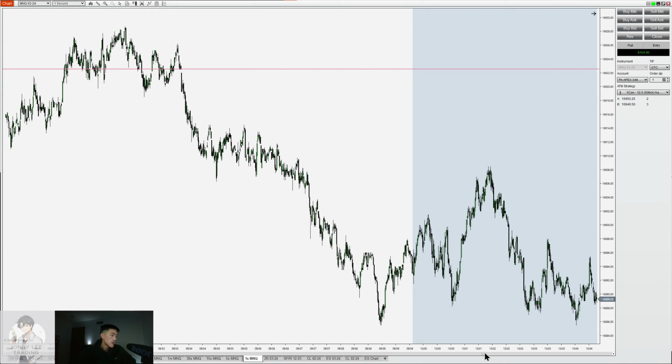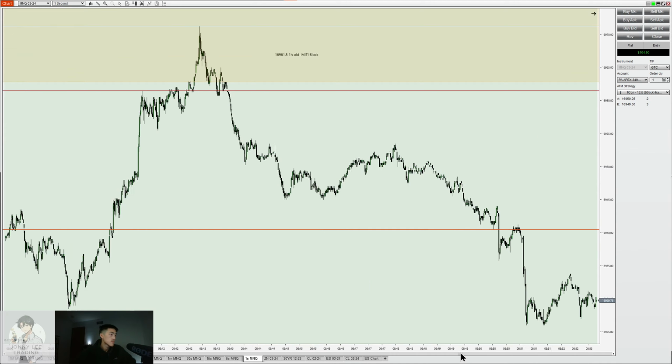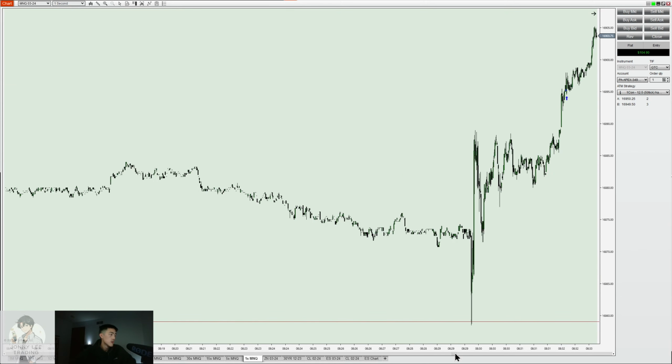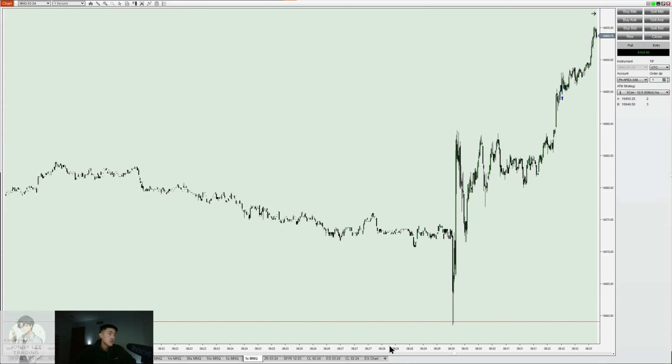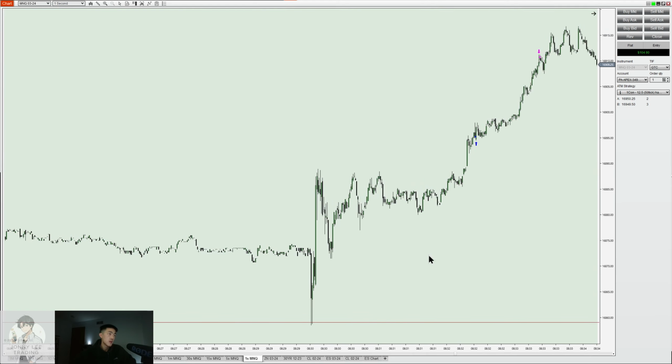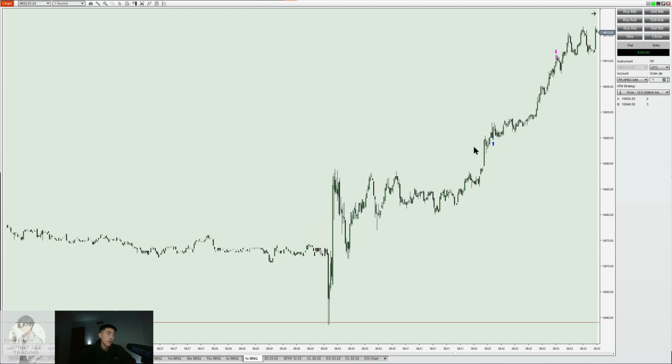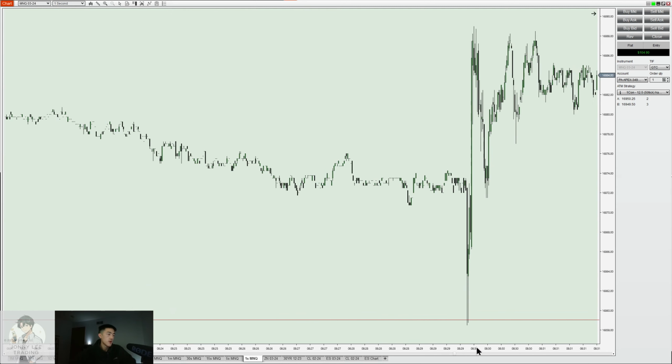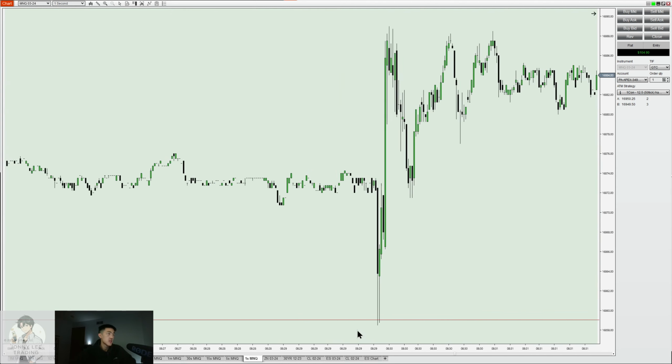Where is my... Okay, so here we go. As you can see on the 1 second, it looks like I'm super late here, which I am, but I'm seeing constant support here, and this breakaway gap helped me confirm that. I was trying to get in at that breakaway gap, but it took a while to actually pull the trigger.